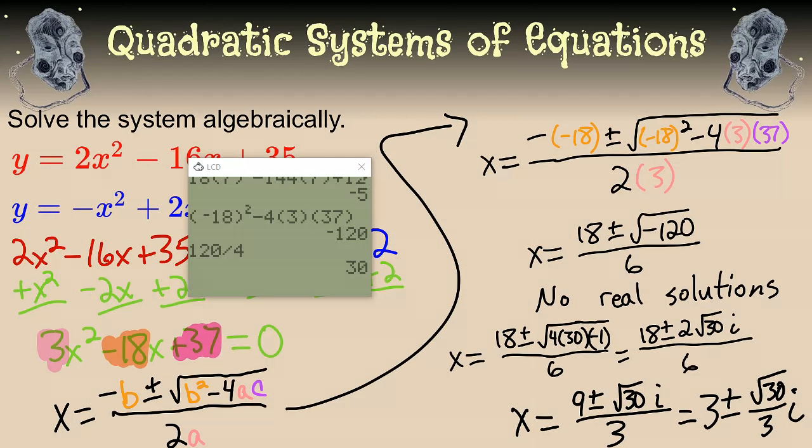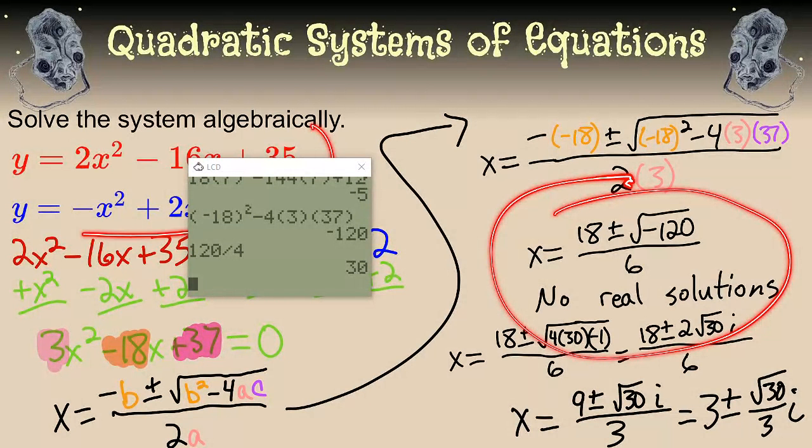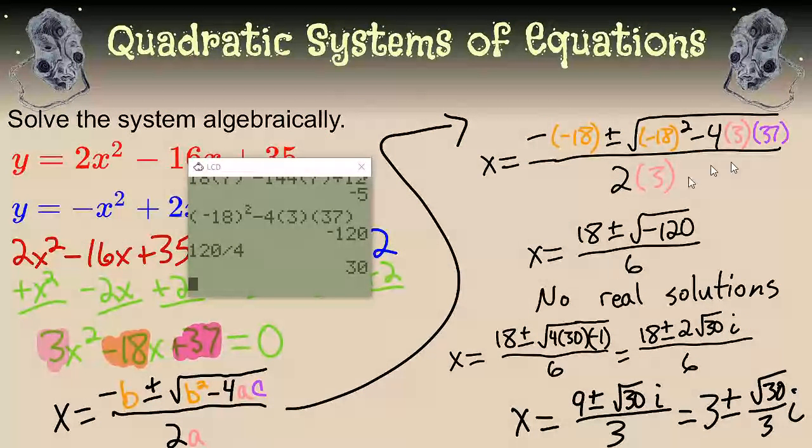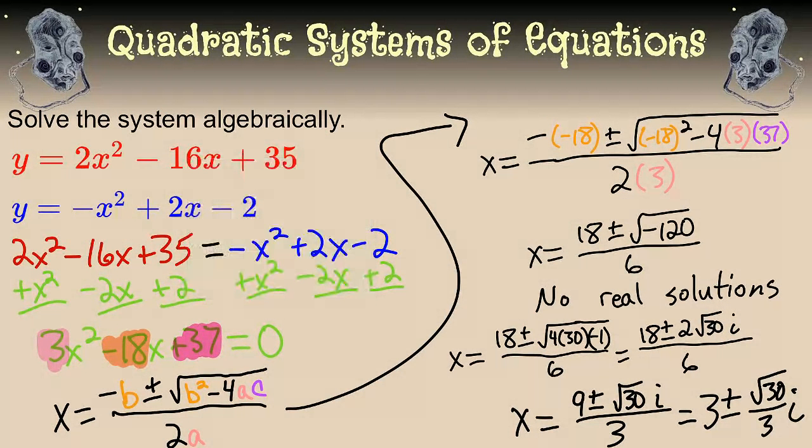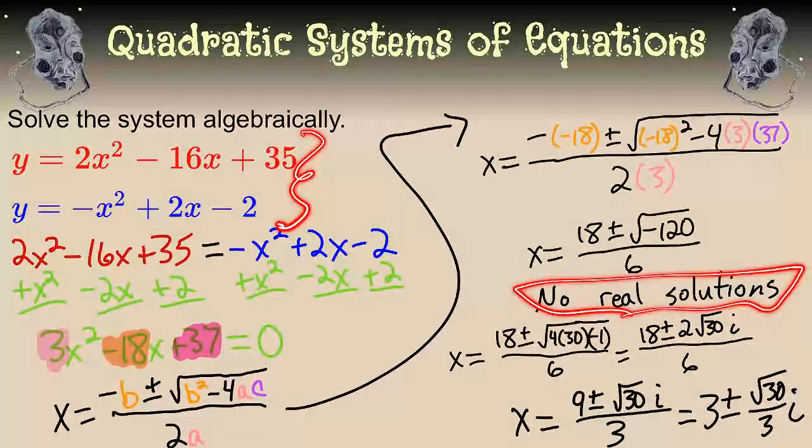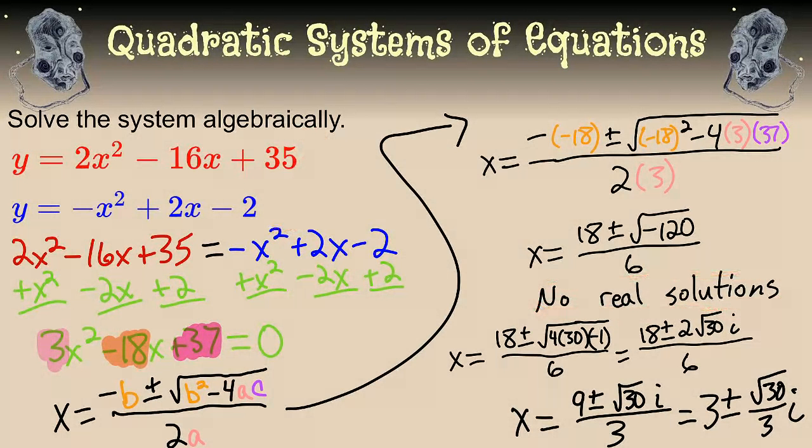What does this mean about the graphs of these two? I got to get rid of this screen here. So what does this mean about the graphs? They won't intersect. That's what it means. Okay. So when there's no solution to a system of equations, the two graphs do not intersect.